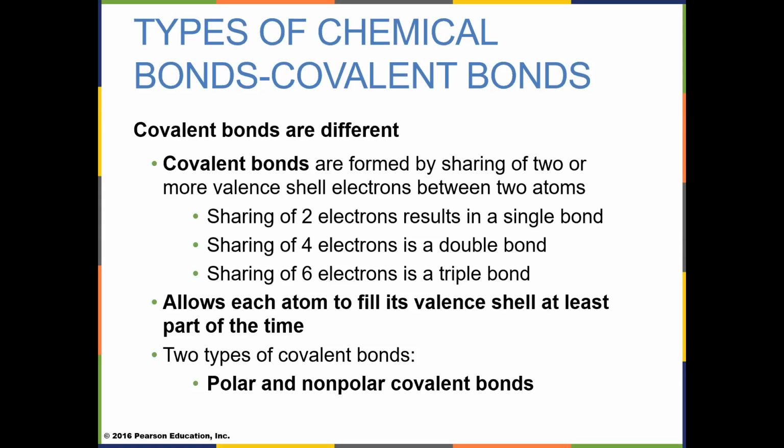If we share four electrons, we have a double bond. And we'll see some double bonds in very large molecules shortly. If we share 6 electrons, we have a triple bond. And the only molecule that immediately comes to mind with a triple bond is nitrogen. Atmospheric nitrogen, N2, 2 atoms of nitrogen. The atoms of nitrogen are held together with triple bonds.